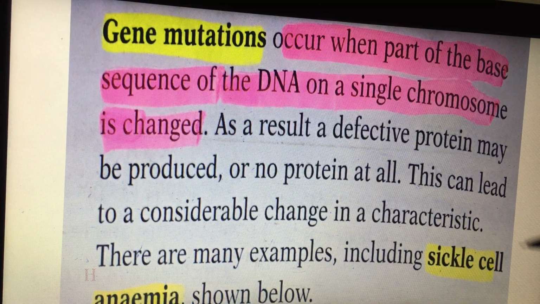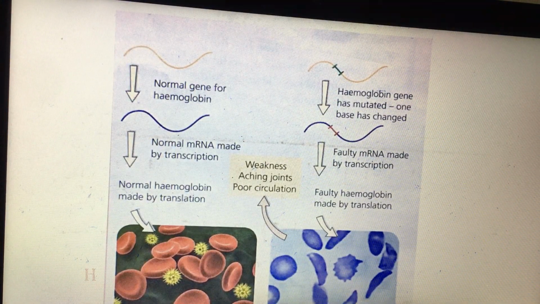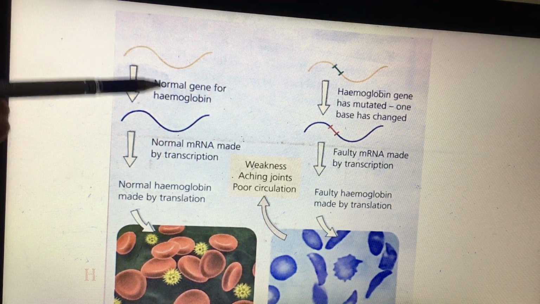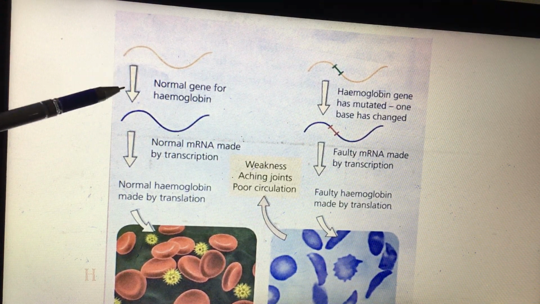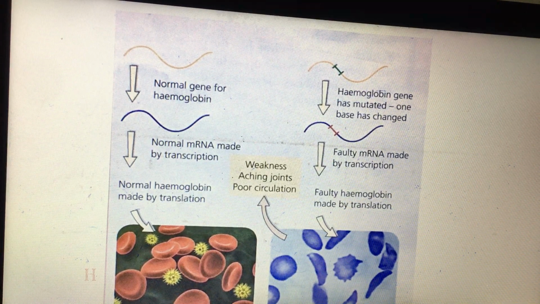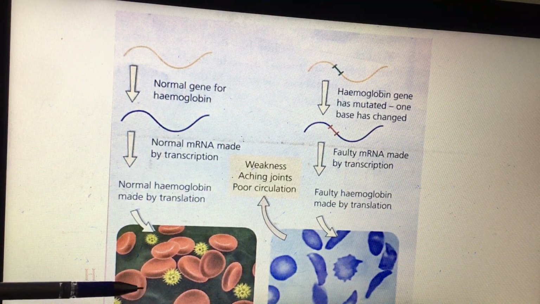And an example of gene mutation is actually sickle cell anemia. Now let's understand how sickle cell anemia is an example of gene mutation. Now, you know that anemia affects the blood. So let's see what will happen in a normal gene and what will happen in a mutant gene. For the normal gene for hemoglobin, we don't have any changed parts. So this normal gene will produce normal mRNA during transcription. After that, normal hemoglobin is made by translation. So here we have normal blood.